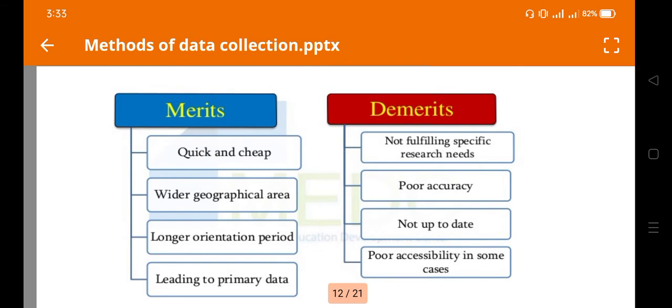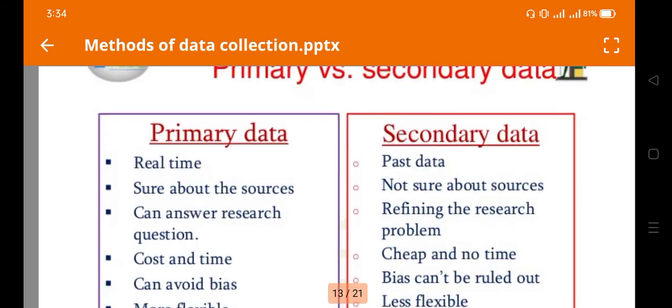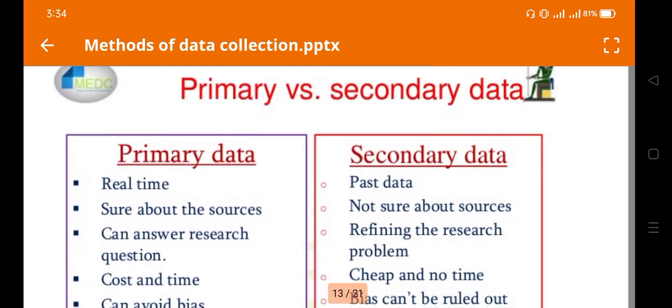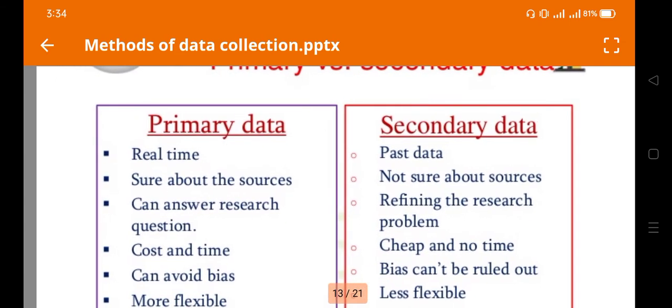While demerits include not fulfilling specific research needs, right? Because mostly you cannot find it relative or related, or according to your needs. So poor accuracy is there, and it is not up to date. It is outdated as it has been already collected years before or some time before, and poor accessibility in some cases as well. So we will be comparing primary and secondary data.